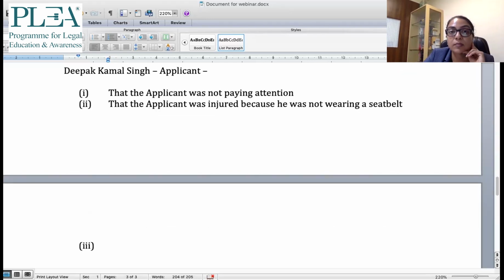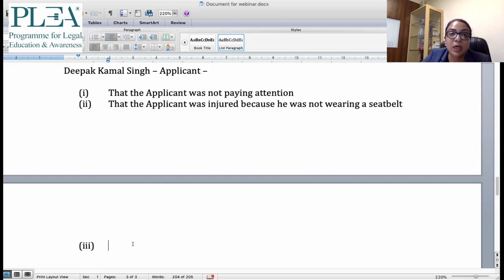Anything else? Yes, ma'am. He says in the affidavit that he is in a private area, not on the public road, so he need not wear the seatbelt and he is within his rights to not wear it. Yeah, that is correct. But the point is that if he had worn a seatbelt, would he have been injured or not, right? So if we can try and show that.